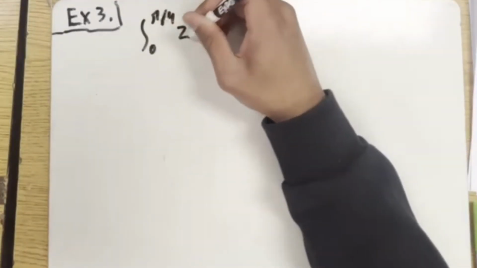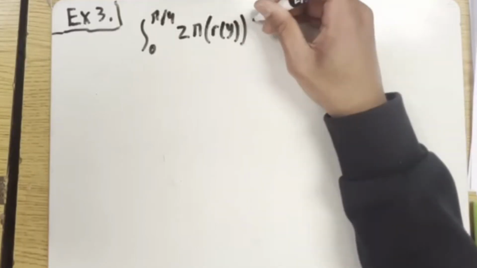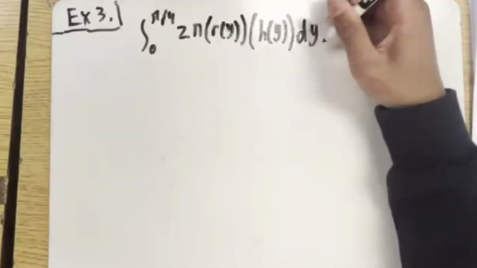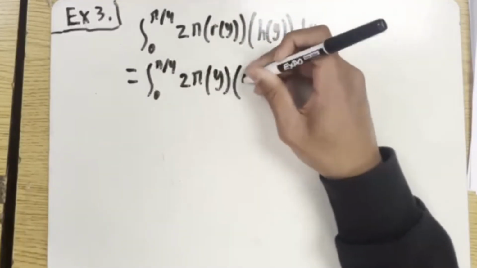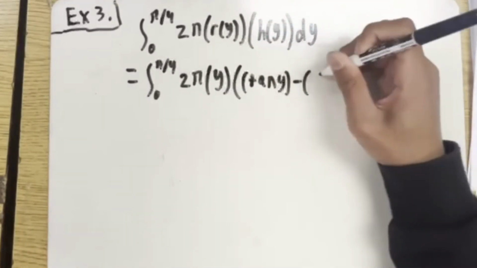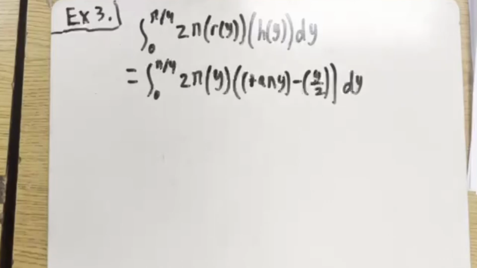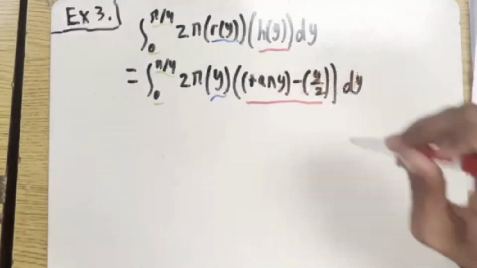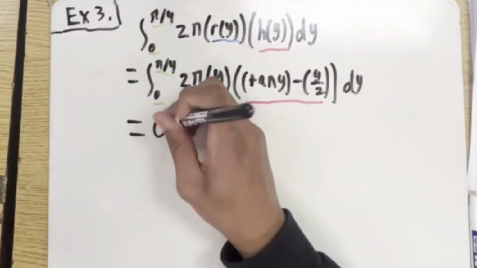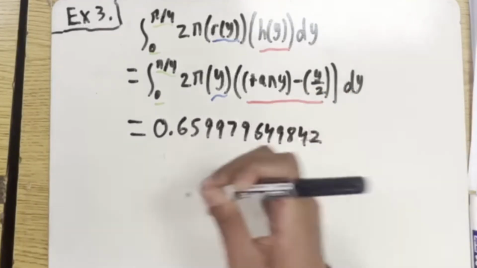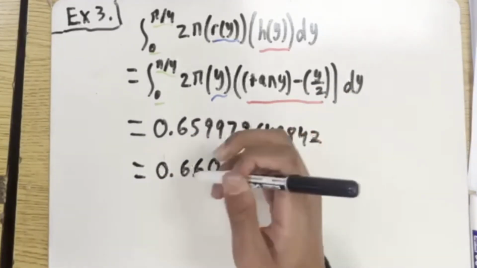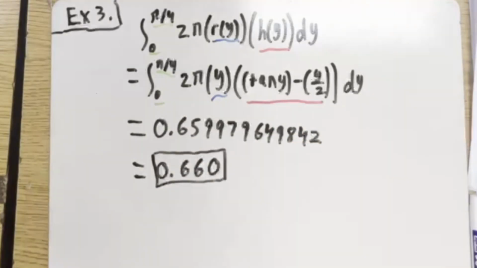Finally, you need to write the formula again, but this time plug in all the functions you got from the previous steps. This will yield an integral that will give you your volume of S as your answer. Once you have your integral set up, plug it into the calculator to get your answer. Once again, please be wary when rounding. Finally, the answer is approximately 0.660.